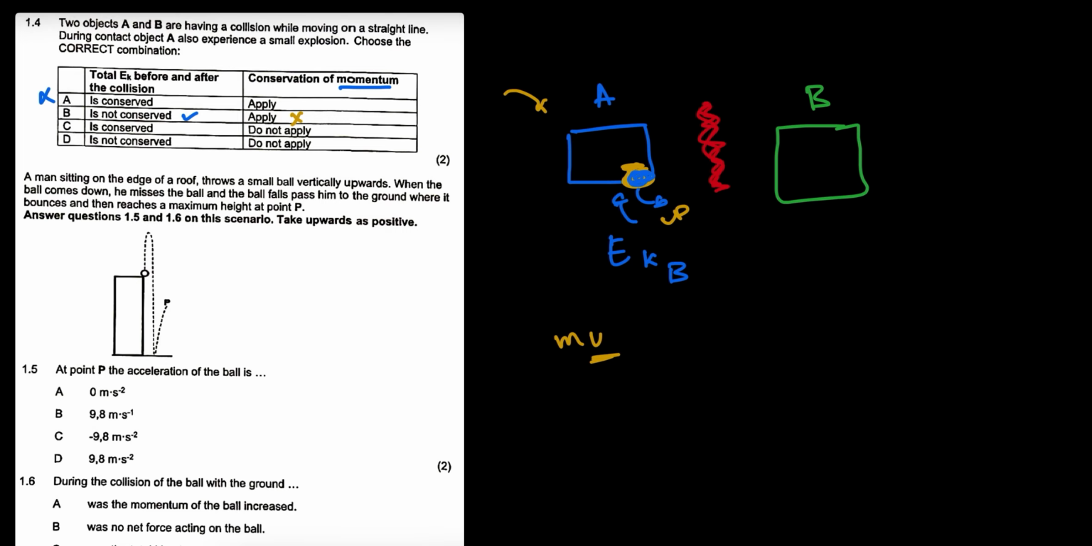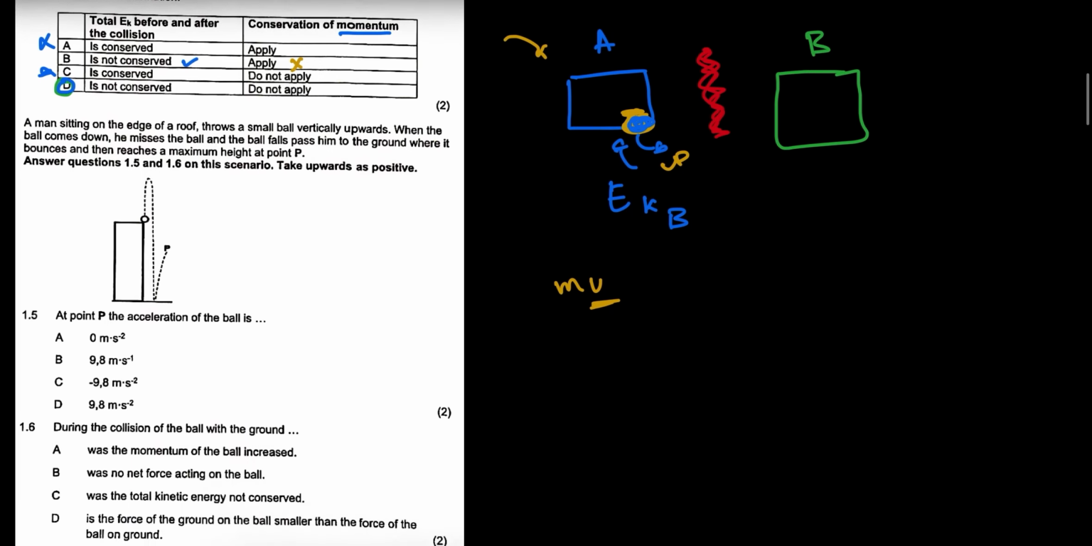If you look at C, it says total kinetic energy before and after is conserved. We know that is not the correct answer. So we are left with D as the solution, because D says the kinetic energy before and after is not conserved, and also conservation of momentum does not apply. With what I've just explained, that makes D the most suitable answer to 1.4. So the answer is D.